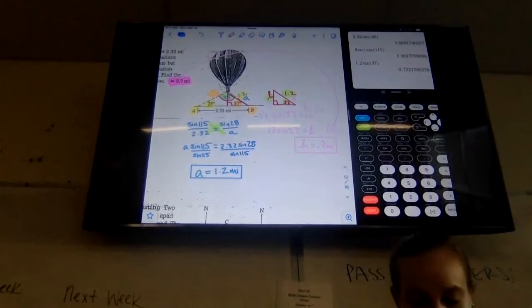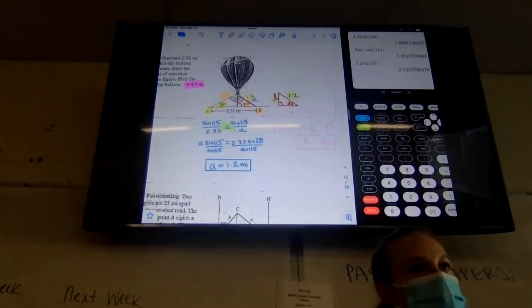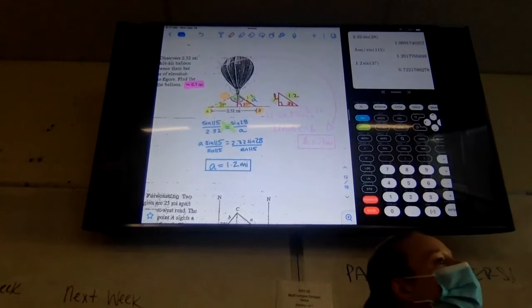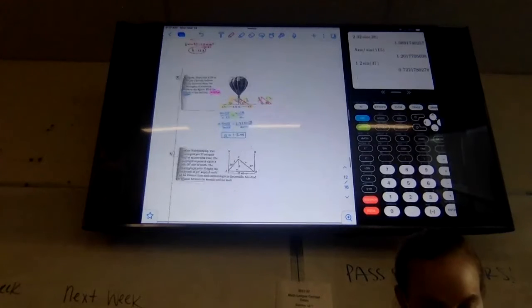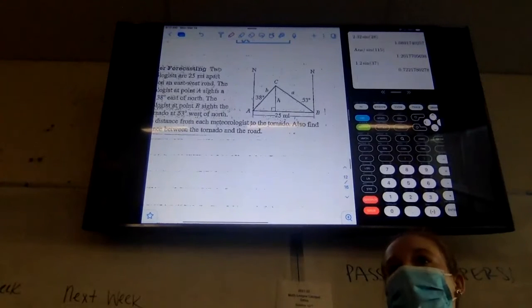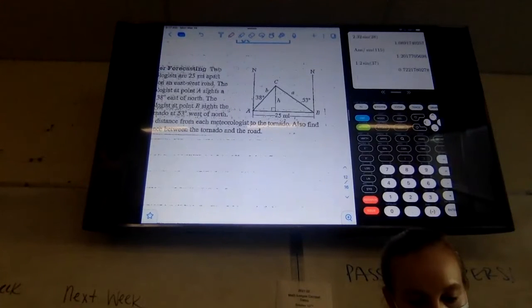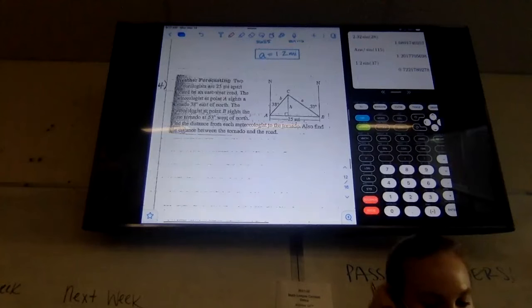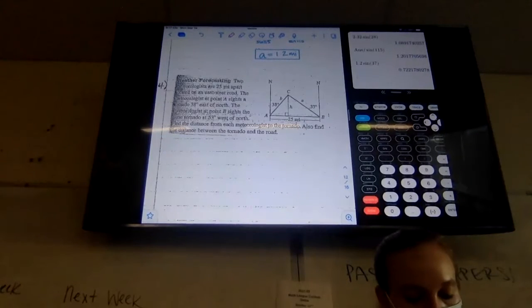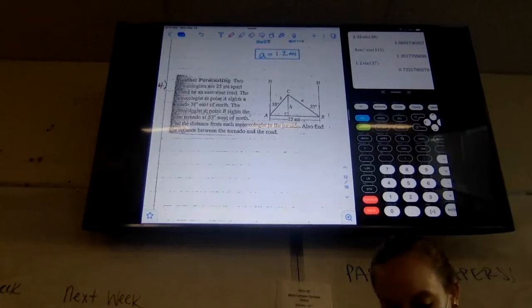Okay. All right. Anybody have any questions yet? We're going to do a very similar thing on the next one. So let's go down there. We'll set it up and then I'll have you work it out together by yourself. Okay. So this one says 2 meteorologists are 25 miles apart, located on an east-west road. Okay, so they're straight apart from each other.